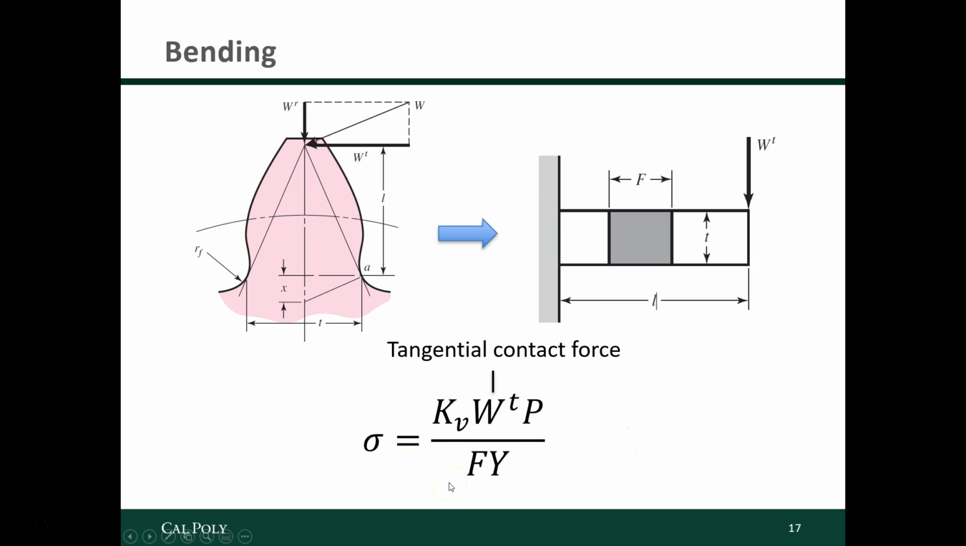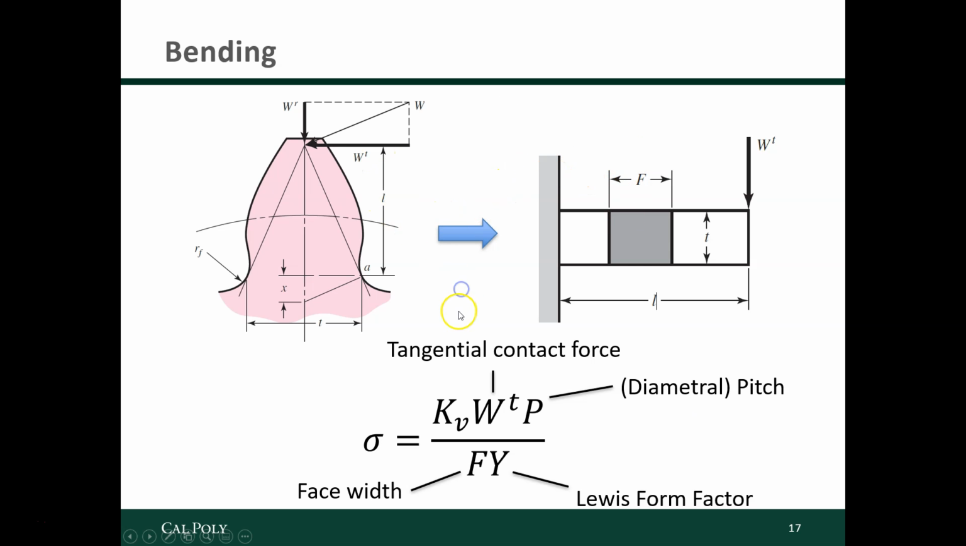The stress is, well, proportional to the tangential contact force, as we might expect. It's a beam in bending. The diametral pitch, so that's the number of teeth per unit diameter. The face width, which is F here, which is the depth into the page. We've got what's called the Lewis form factor, which is a property of the geometry of the gear tooth.